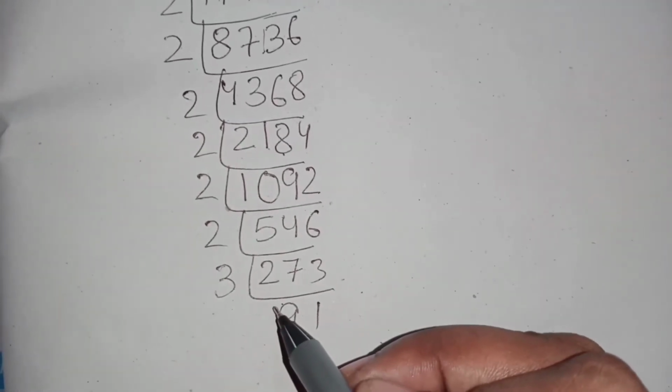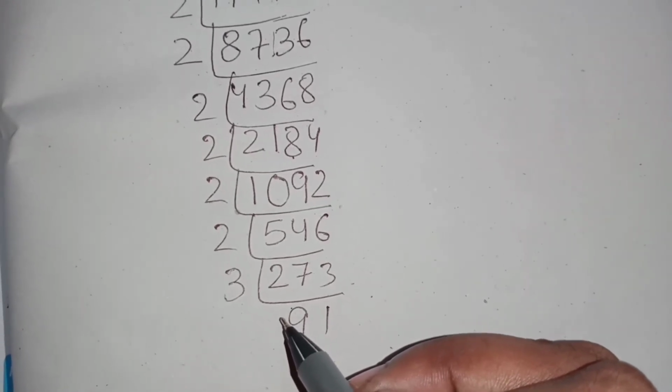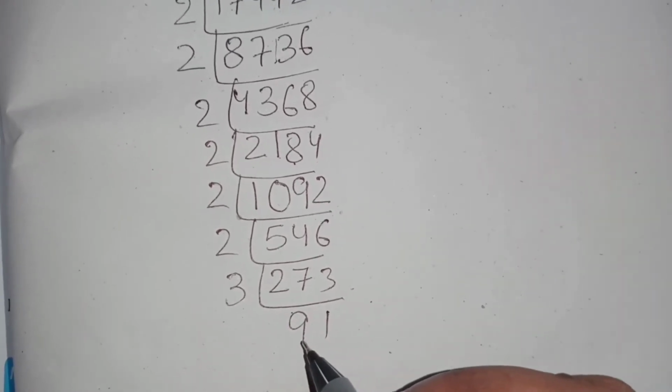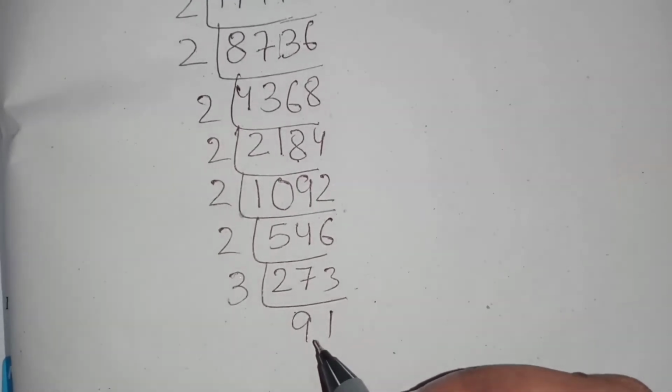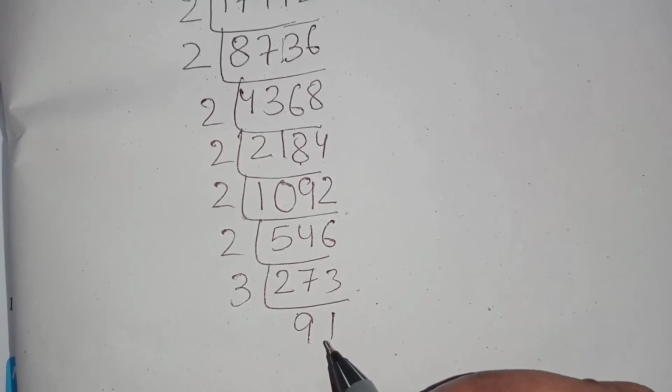Okay, so whether this is divisible by 2, 3 or not. So by 2 it will not be. By 3 it will not be, because 9 plus 1 is how much? It is 10. Okay, so it will not be divisible. So whether it is divisible by 7 or not.